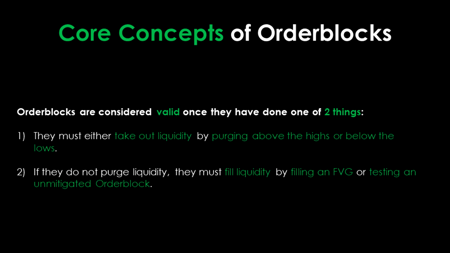So the first core concept of an order block is that it has to purge liquidity. This is the main concept for a key level. So an order block must either take out liquidity by purging above the highs or below the lows. The second core aspect that an order block has is that it fills liquidity in the form of filling or testing FVGs or unmitigated order blocks.